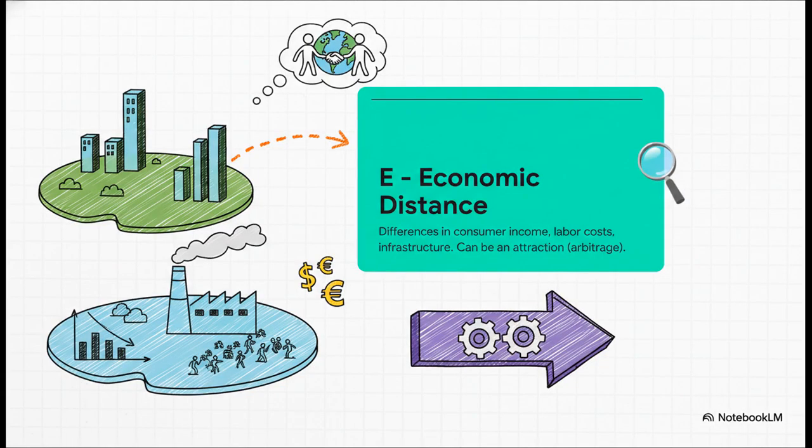And finally, we have E for economic distance. This is basically the wealth gap. You know, big differences in what people earn, the cost of labor, that kind of thing. But here's where it gets really interesting. Unlike the other three distances, which are pretty much always problems to solve, a big economic distance can actually be the main reason you go there. Companies often expand to emerging markets to take advantage of that gap. It's a strategy called arbitrage, and it's why you see so many companies chasing things like cheaper labor.